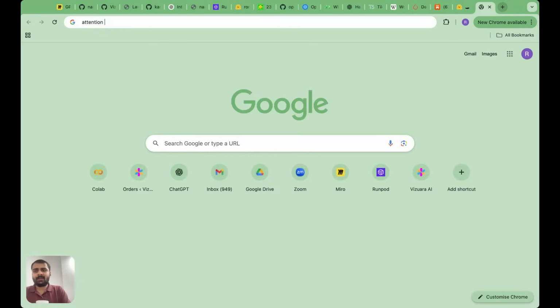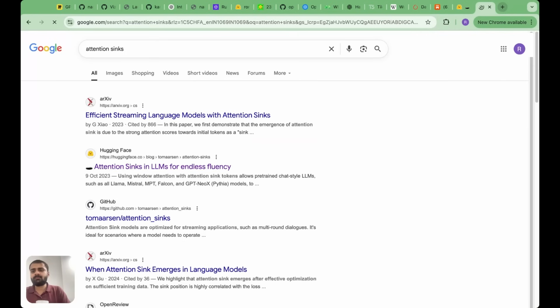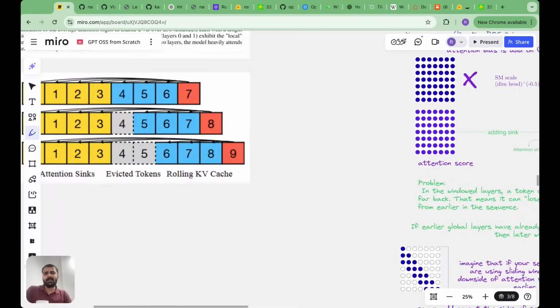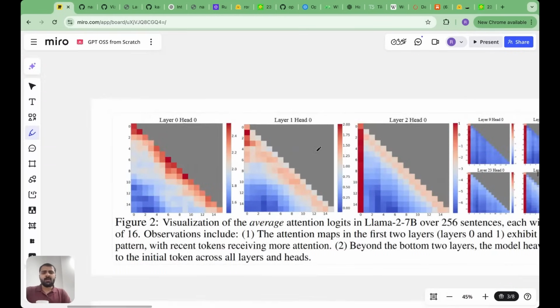So, if you look at attention sinks, right? This was the first paper which mentioned attention sinks. So let me start by talking about why they claim that we need attention sinks in the first place.